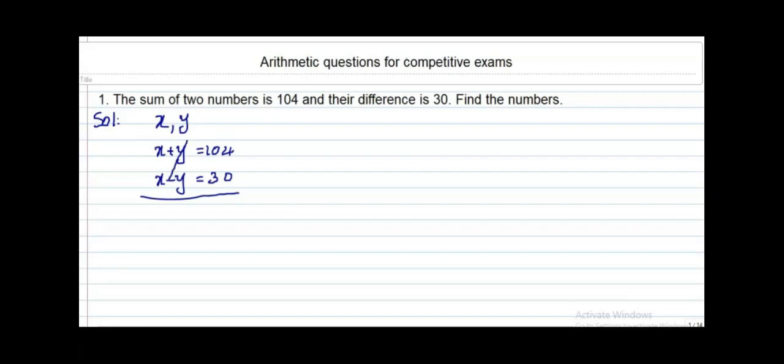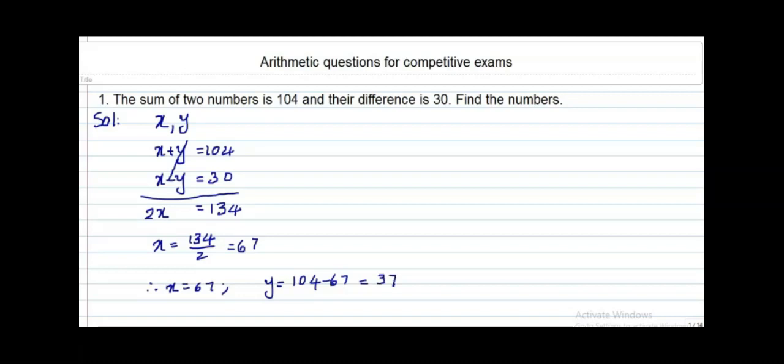If we add these two equations, we are left with 2x is equal to 134, or x is equal to 134 by 2, which is nothing but 67. Therefore, as x is equal to 67, we can easily find out the value of y. y is going to be 104 minus 67, which is going to be 37.